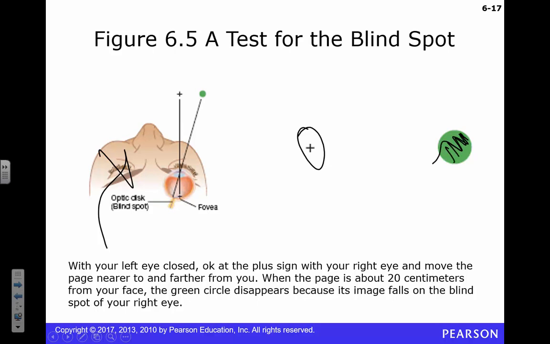Because that's where, out in space, if I'm looking straight ahead, right out here is where the blind spot is, where we have zero photoreceptors, but all of those axons from those ganglion cells punching out, coming right through here to create that optic nerve.